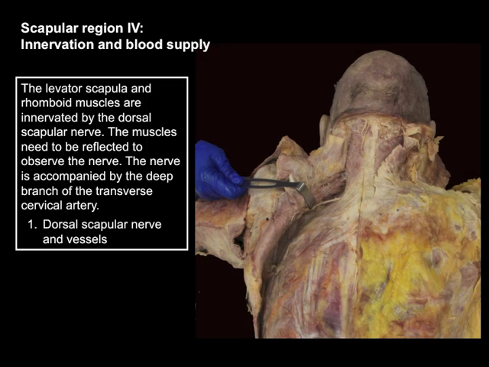The levator scapulae and rhomboid muscles are innervated by the dorsal scapular nerve. The muscles need to be reflected to observe the nerve. The nerve is accompanied by the deep branch of the transverse cervical artery.